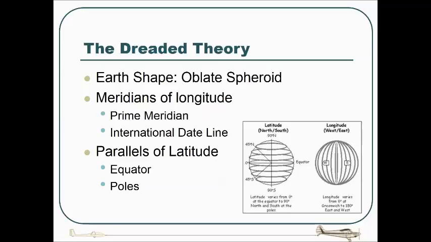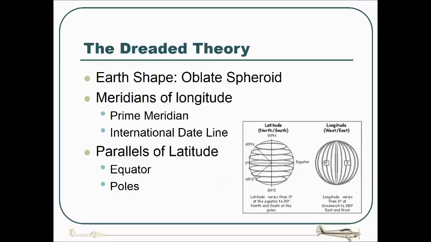Now, whenever we want to figure out where we are, if you look at any map, there's a grid on it, right? There's vertical lines for north-south. There's horizontal lines for east-west. And what we've done is drawn those on the surface of the Earth. So we have longitudes, meridians of longitude, and parallels of latitude.